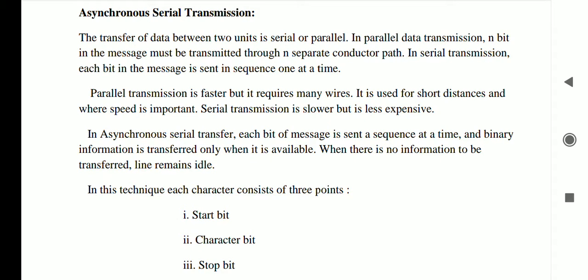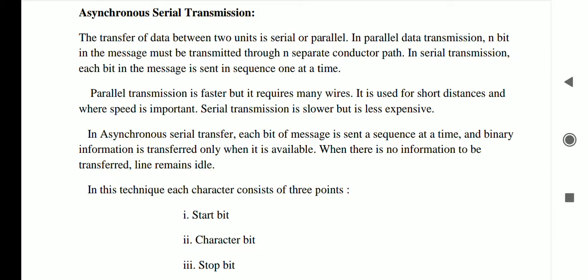Today's topic is asynchronous serial transmission. In this transmission, data is transferred either serially or in parallel. In parallel data transfer, n bits of a message must be transferred through separate paths. In serial transmission, messages are sent in sequence, one bit at a time.